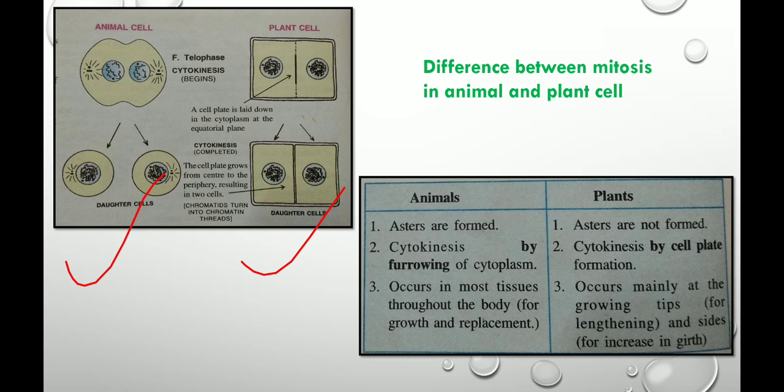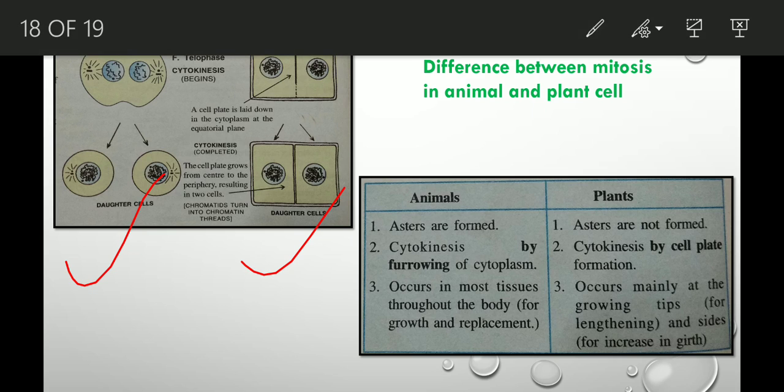These are the three differences. Main differences are actually two in number. One is that asters are formed in case of animal cells, but in case of plant cells we don't find asters. And cytokinesis occurs by the formation of a cleavage furrow in case of animals, but in case of plants, a cell plate is formed. Cell plate formation occurs, and as a result, cytokinesis, that means the cytoplasm, gets divided.